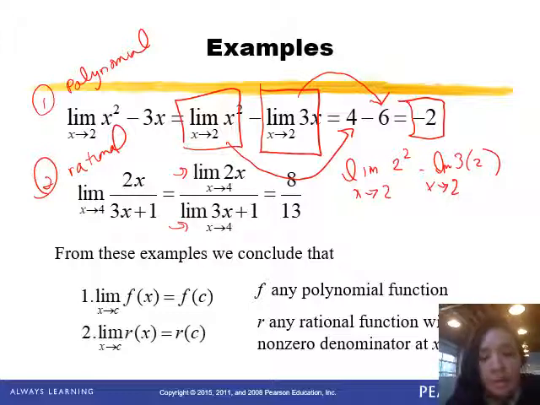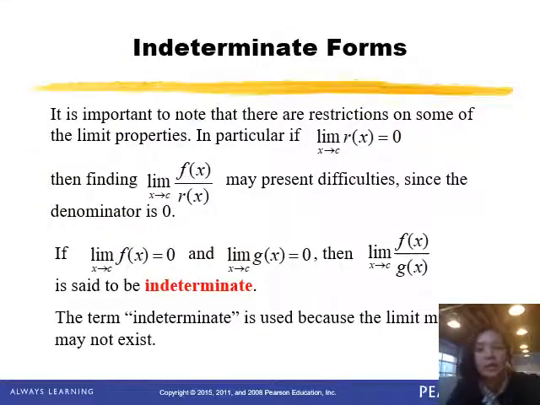So the limit as x approaches 4 of 2x is 8, right? So 2 times 4 gives us 8. And the limit as x approaches 4 of 3x plus 1 is 3 times 4 plus 1, and that is 13. And so the limit of this rational function is 8/13. And so again, you're just using those properties. It's not too hard to understand.